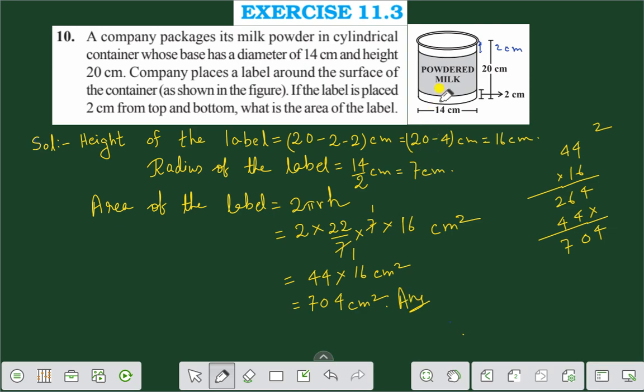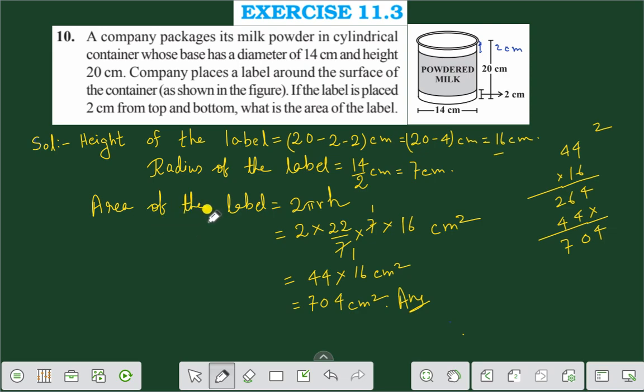First of all, again I will explain. This is the total height of the container, that is 20 centimeter. But it is given that the label is placed 2 centimeter from top and bottom, this is 2 centimeter from bottom, and from top it is also 2 centimeter. That means height of the label will be 20 minus 4, that is 16 centimeter. The diameter is given as 14 centimeter. Therefore, radius of the label is equal to 14 by 2, that is diameter by 2, that is 7 centimeter. This is the radius.